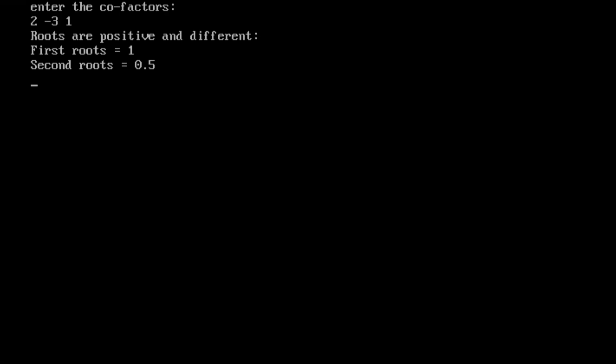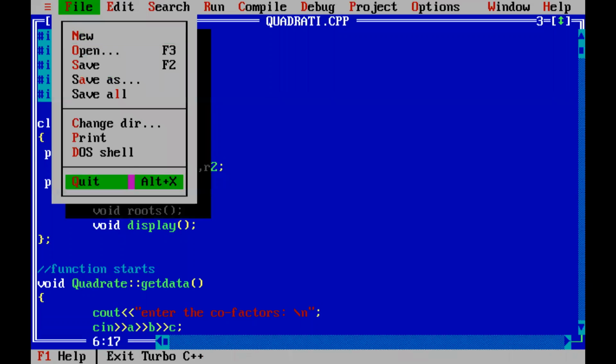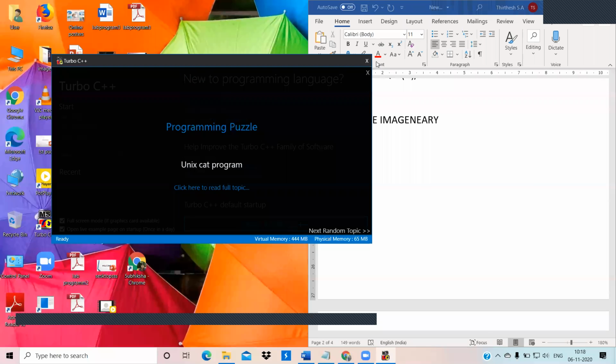So get data takes the input, the calculation is done in void roots, and finally you are going to get the result. This is how a quadratic equation sum works. Understood? Hope you understood this.